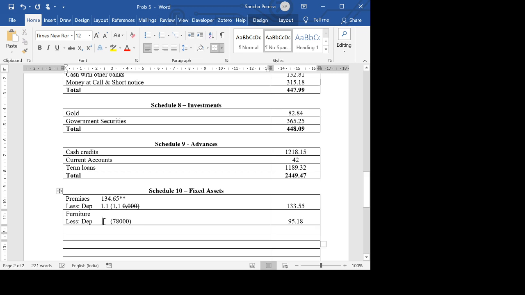What will be the depreciation here? Quick. Can anyone tell me what will be the figure of depreciation? It's 5 zeros. So what will be the figure here? Move 5 zeros. Point 78. Yes, very good. It's going to be 0.78.